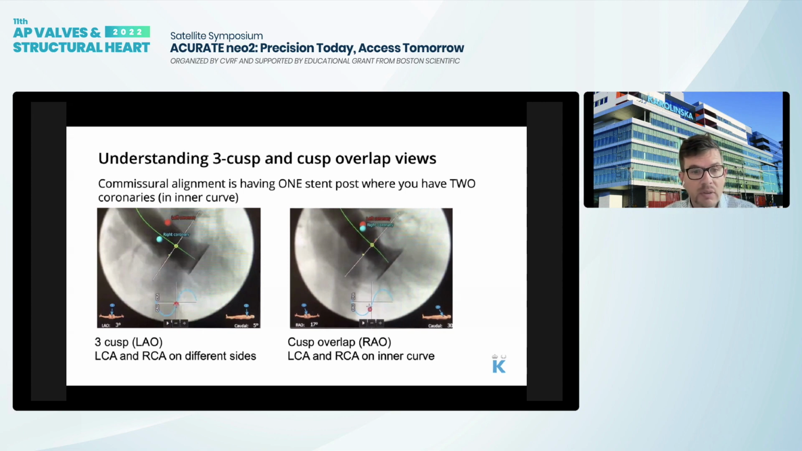However, if you go to the standard three-cusp view, which is commonly used for implantation of the valve, you will have the left coronary and the right coronary on different sides. So that means that to have a good coronary commissural alignment in the cusp overlap view, in the RAO view, where you have both coronaries on the same spot in the image, you would like to have one stent post pointing towards the coronaries, and then that stent post should be between the coronaries. We'll go into detail on this later.